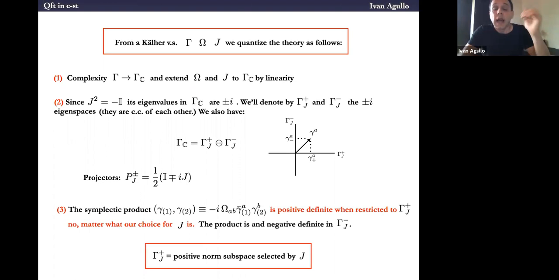And this is the important part. It happens that the symplectic product I defined before, even when it is not positive definite in the entire complex phase space, is positive definite when I restrict to gamma plus. So the restriction of the symplectic product on gamma plus, the plus i eigenspace of the complex structure, is always positive definite, no matter which complex structure you choose. So for any complex structure, gamma plus is made of vectors with positive norm.